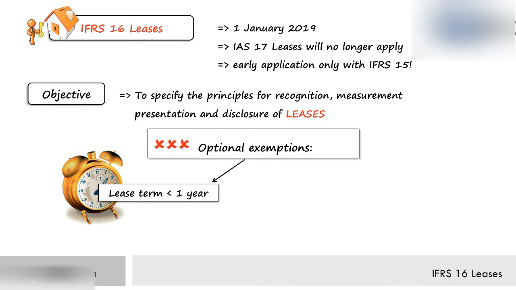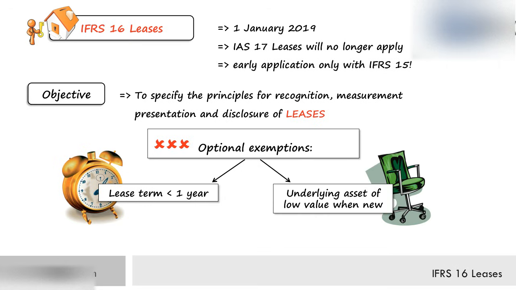Leases with a lease term of 12 months or less with no purchase option. This election is valid for all class of underlying asset, for example, for all motor vehicles leased below 1 year. In other words, you can't apply IFRS 16 for one vehicle and not apply it for another vehicle. And the second optional exemption is leases where the underlying asset has a low value when new, such as personal computers, and this is done on one-by-one basis, so not for the whole class.